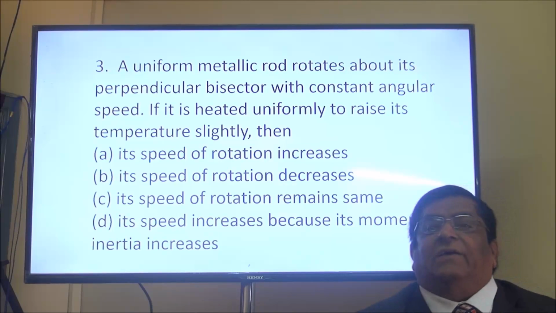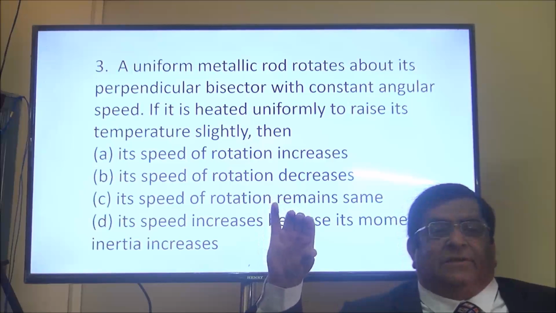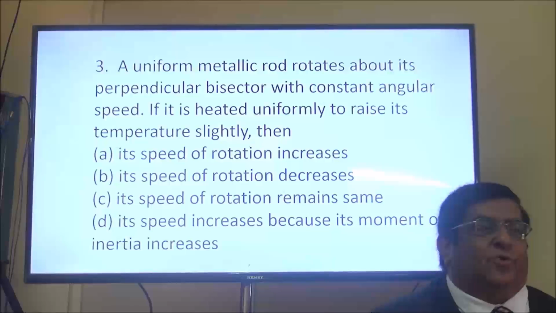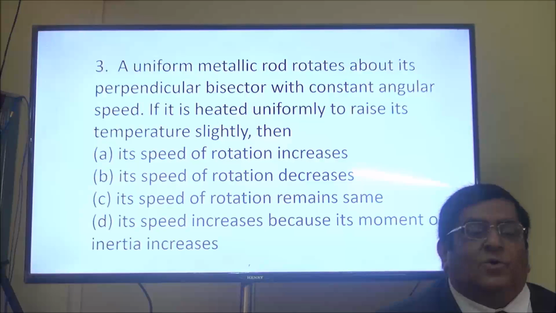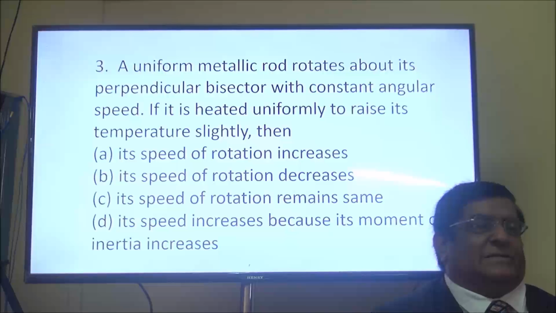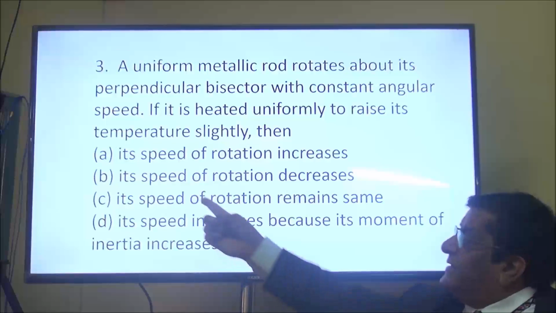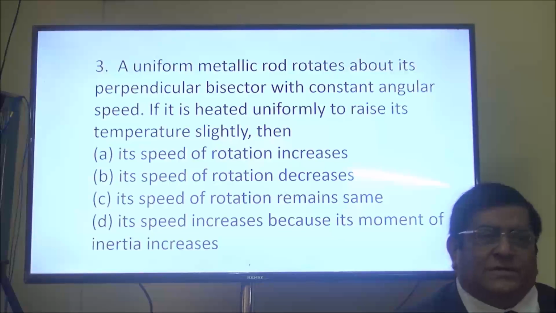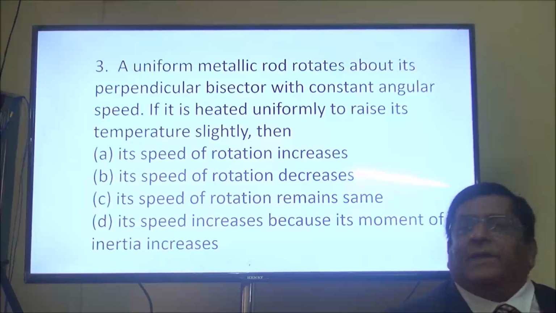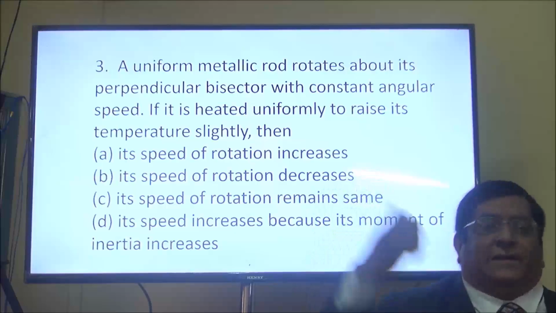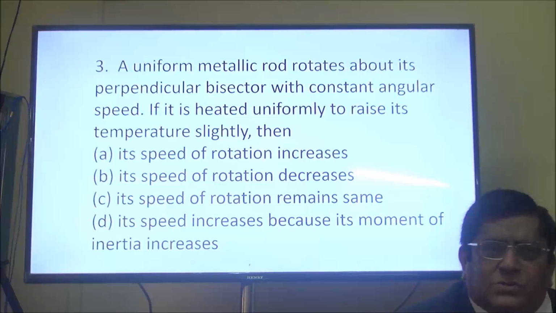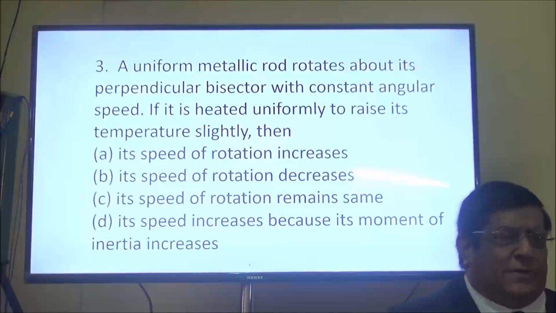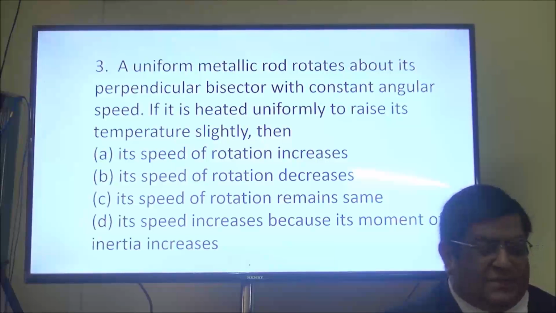What happens to I when the length increases? Length increases, I increases. So what will happen to omega? Omega will decrease. So you got it? The speed of rotation decreases. Is it clear? Many people knew it first that B is the right answer. How? I don't know how. This is the way we should think. So we should go by reason that way.